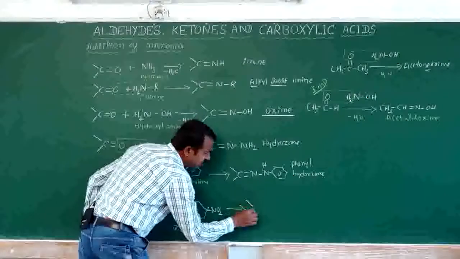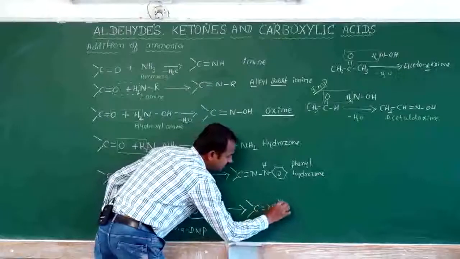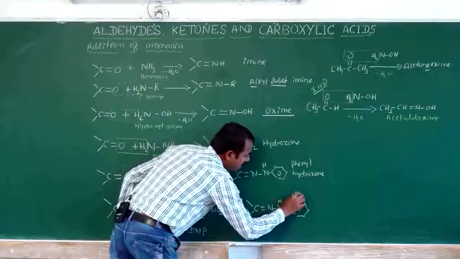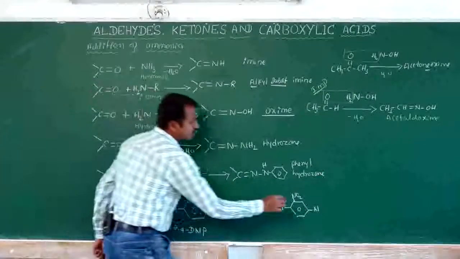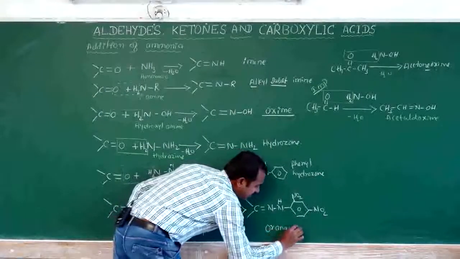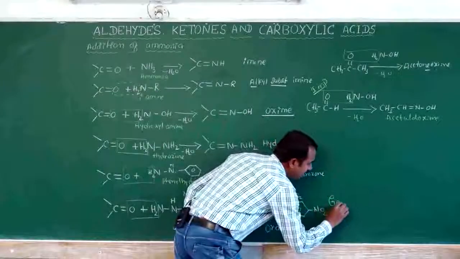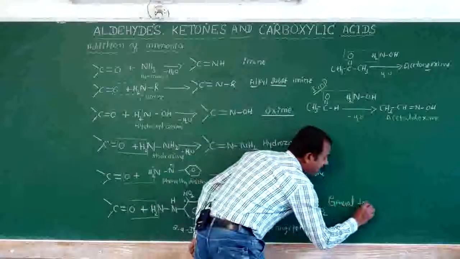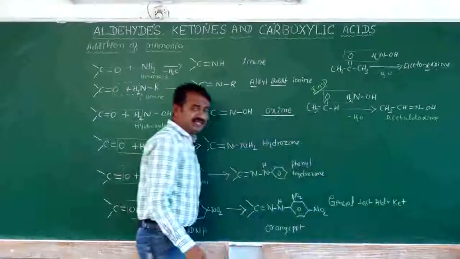to form, here also, hydrazine converted to hydrazone. 2,4 DNP gives dinitrophenyl hydrazone. This is the general test, an orange precipitate will form. This is very, very important in qualitative tests, the general test for aldehydes and ketones.